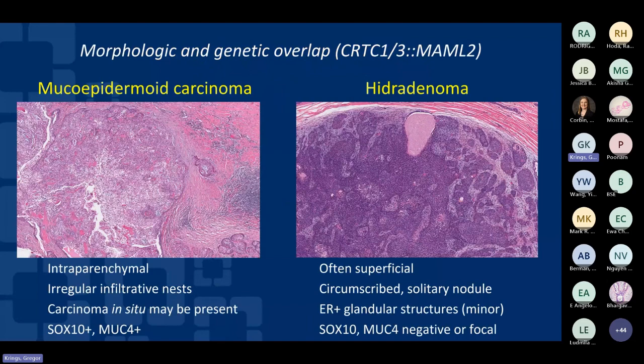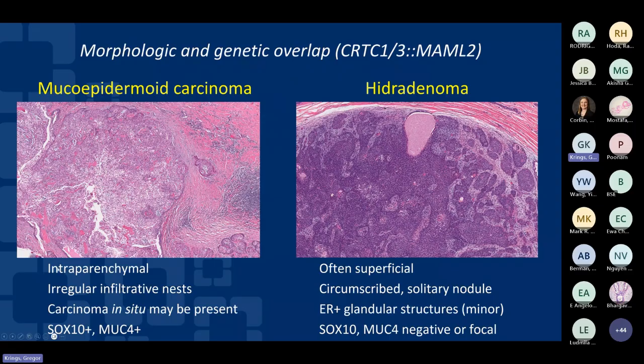One of the more challenging differentials is to differentiate mucoepidermoid carcinoma from hidradenomas. Again, these tumors share a similar morphology. They also share the same genetic underpinnings. And so these can be very challenging to differentiate from one another.